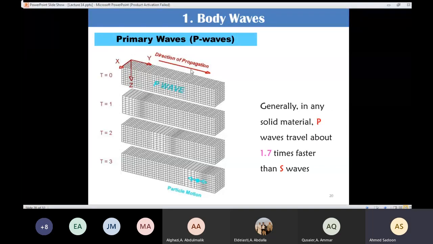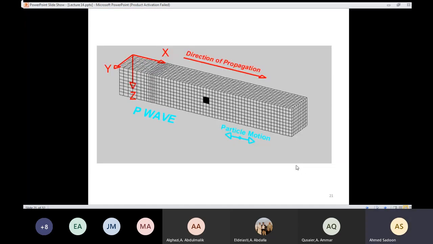And we say that the primary wave is very fast. Generally, in any solid material, P waves travel about 1.7 times faster than S waves. Again, the body waves could be P or S, primary or secondary, and the primary is 1.7 times faster than the S waves. So you can see here how the wave is going to move from one point to another. The wave starts here, and we are going to have compression and expansion until the wave ends.